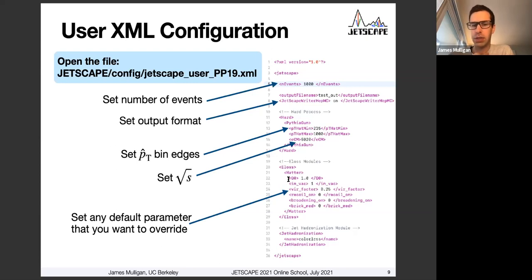And then in any specific module that we look at, you can set any parameter that you want to override the default parameter. So here is where you might want to browse this master file and see, okay, what parameters are at my disposal? What can I actually set in this module? And then choose if you want to override any of those defaults.